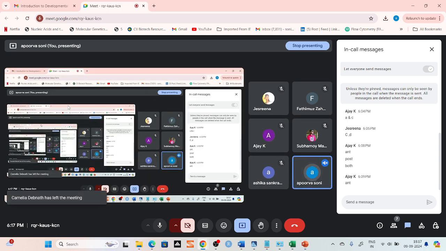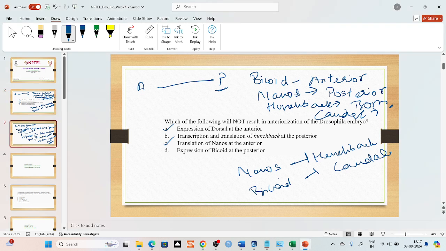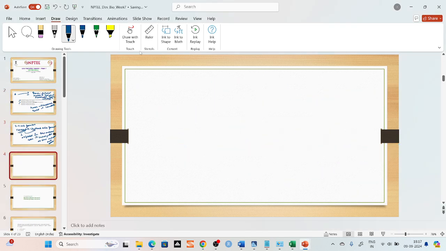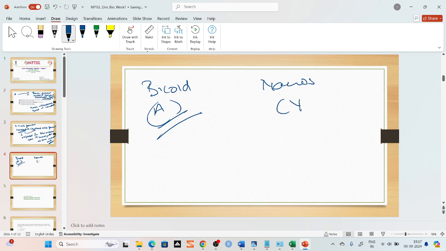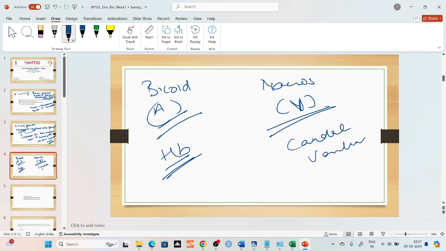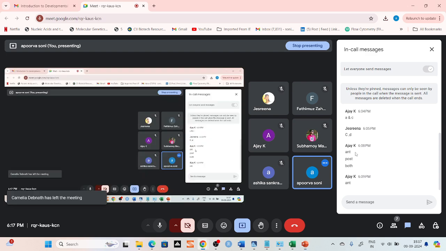You need to understand a very important thing, that bicoid and nanos have just opposing roles. Bicoid helps in anterior axis and nanos helps in ventral axis. Similarly, hunchback has a major role in anterior axis formation, whereas caudal has a major role in ventral axis formation. Fine.